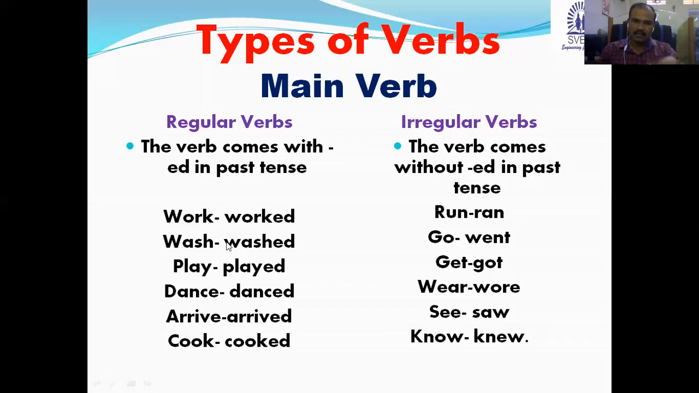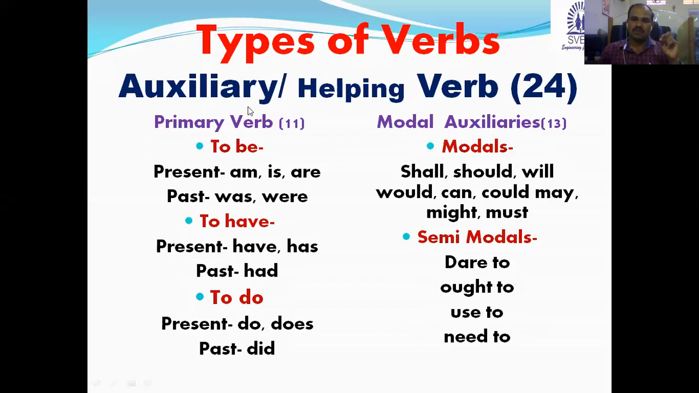These are the regular verbs. Go, run, ran, go, went, get, got, see, saw, know, knew. These are the irregular verbs. Understand? Again, cut, cut, cut would be an irregular verb. Shut, shut, shut, it would be an irregular verb. So try to understand, these are also types of verbs, regular verb and irregular verb. There will not be a question on what the types of verbs are, but we need to focus on the examples. Next types of verbs are auxiliary or helping verbs.